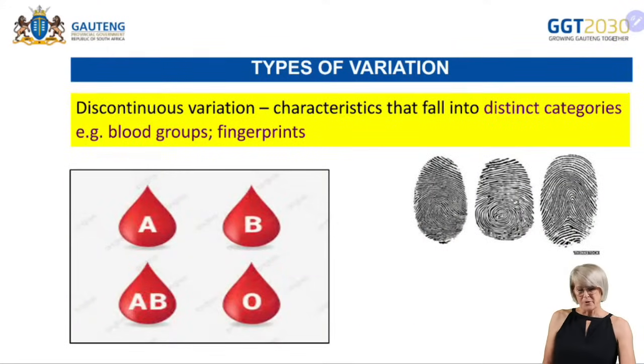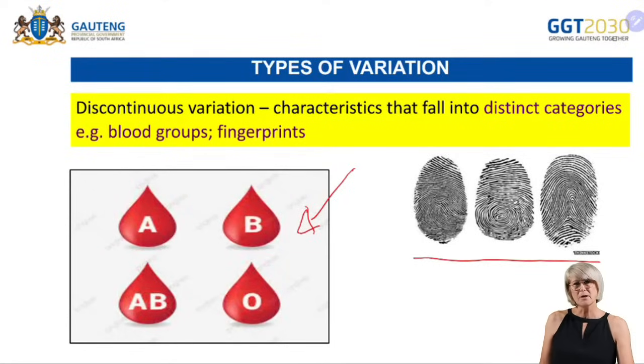The next type of variation is called discontinuous variation. And here we don't have continuous or intermediate phenotypes. Here we have distinct characteristics. So they fall into a particular category. And 2 good examples here are blood type. We said you can either have one of the 4 blood types, and then also fingerprints. That's another very good example. Every individual has a unique set of fingerprints.